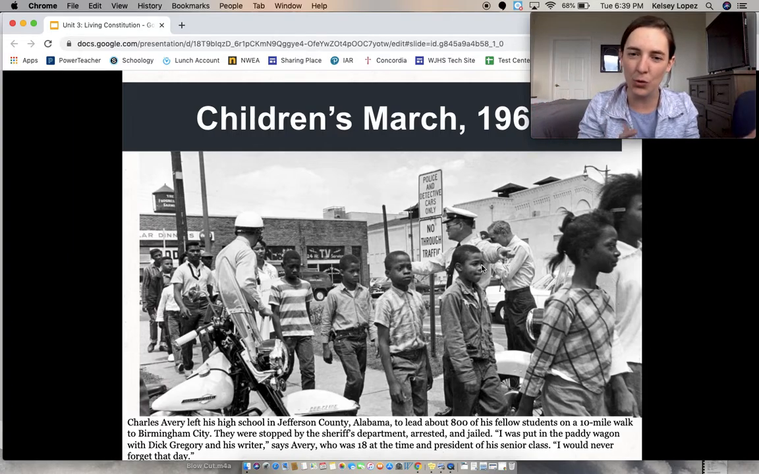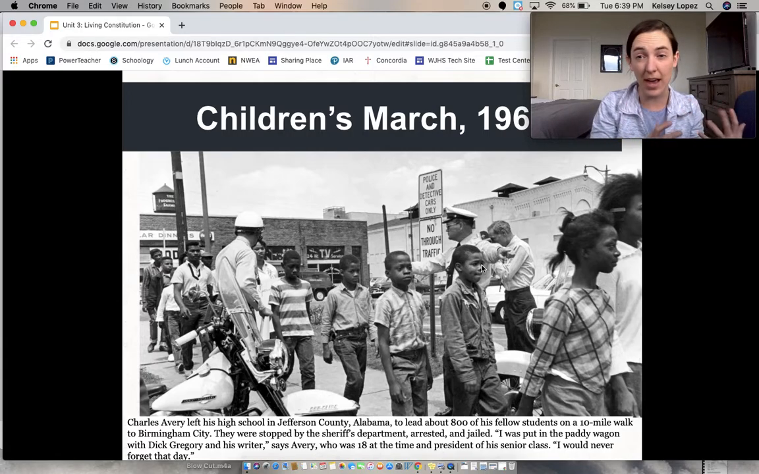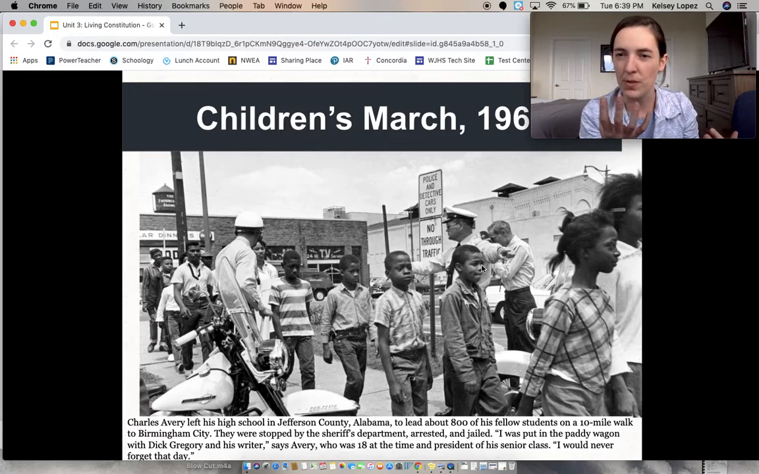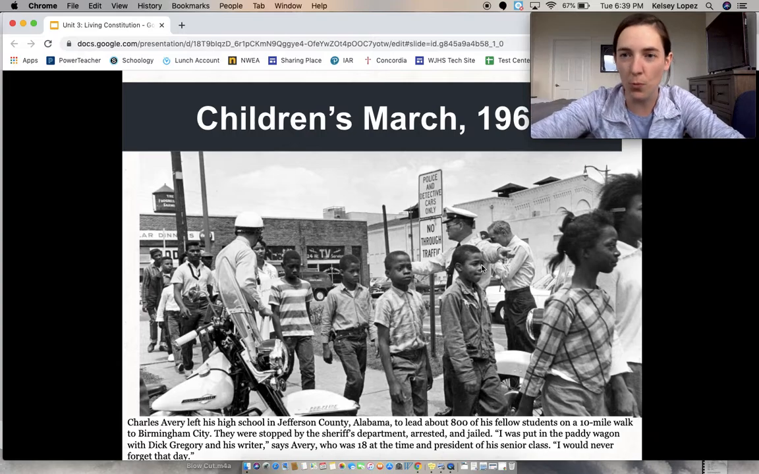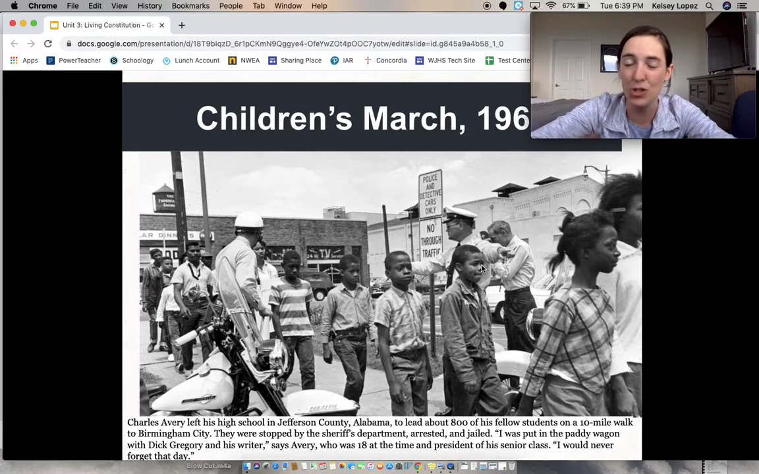It was literal children marching through the street, being met by police officers, sometimes violently with things like dogs and hoses, and being told that their voice didn't matter. Awful moment in history, but probably one of the most pivotal moments that really changed the path of where the civil rights movement went. And it was kids. It was children, younger than you are right now.